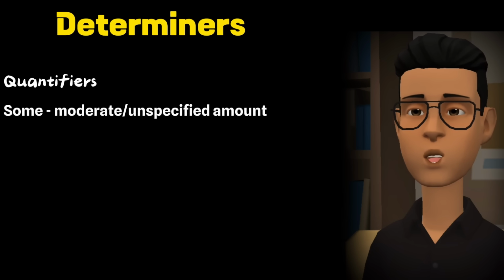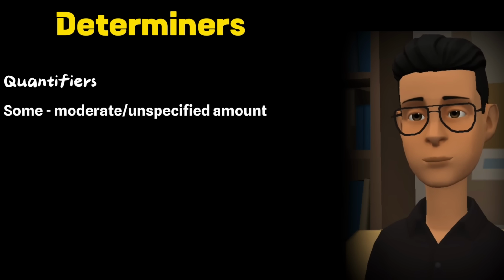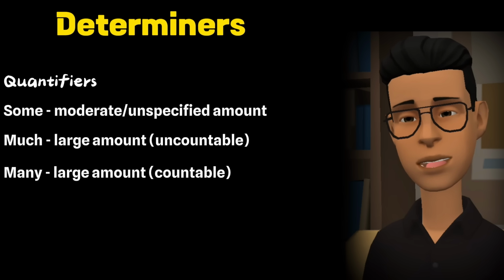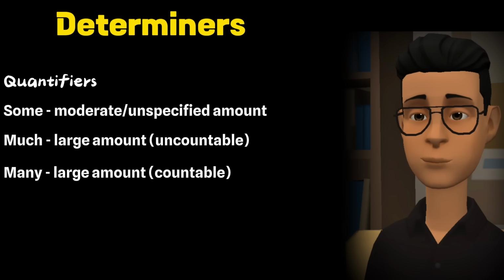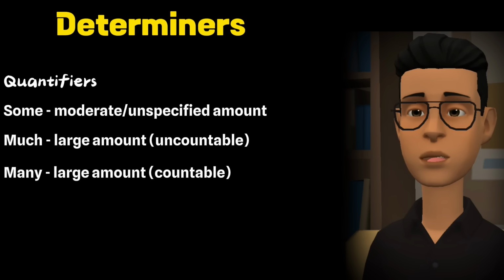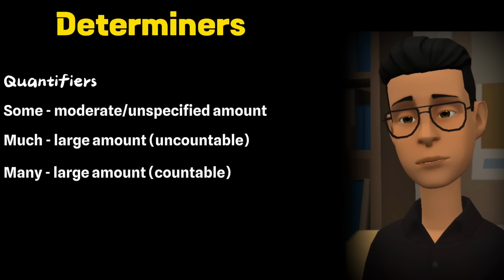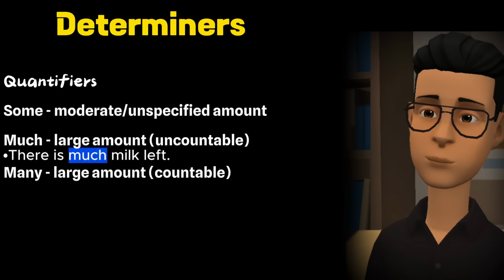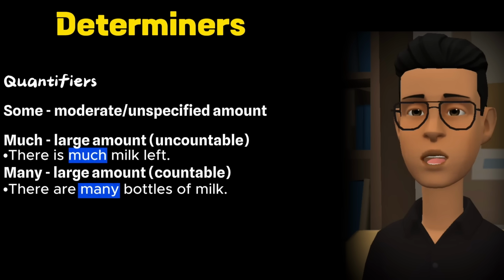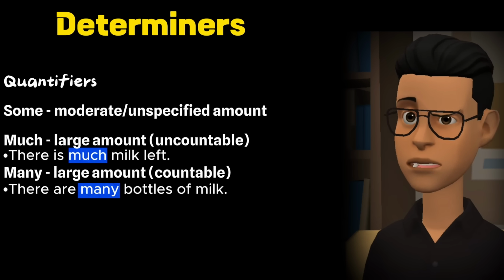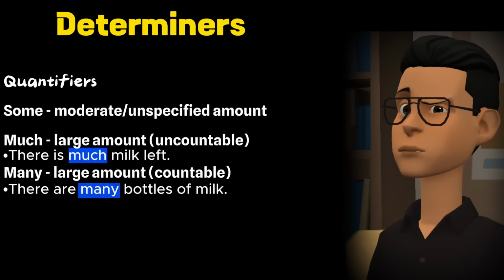Some, it is used to tell a moderate amount of something. Much and many. They're used to tell a big amount of the noun. The difference is, much is used with uncountables, while many is used with countables. For example, there's much milk left. And there are many bottles of milk. If the amount is even bigger, the determiner used is a lot of.